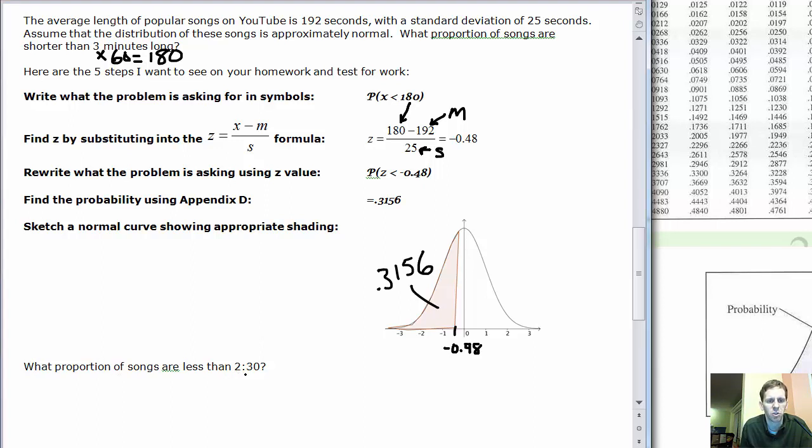What I'd like you to do is find the proportion of songs that are less than 2 minutes and 30 seconds. You probably want to start by converting this to seconds first, and then solve using these 5 steps. Pause the video, let's see what you come up with, and we'll check your answer in just a moment.